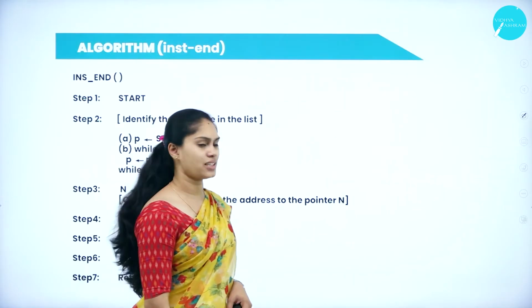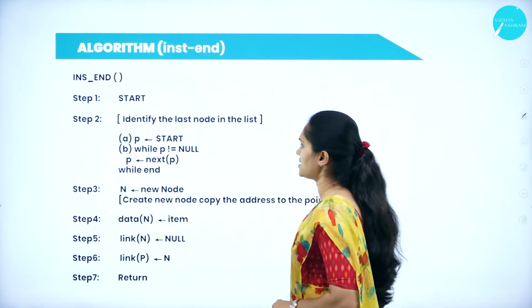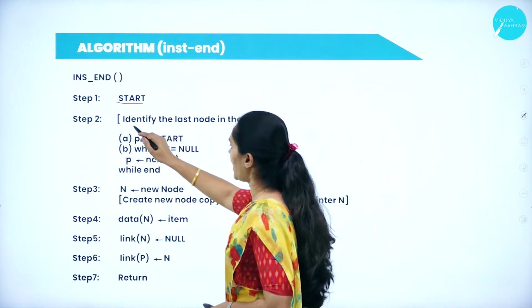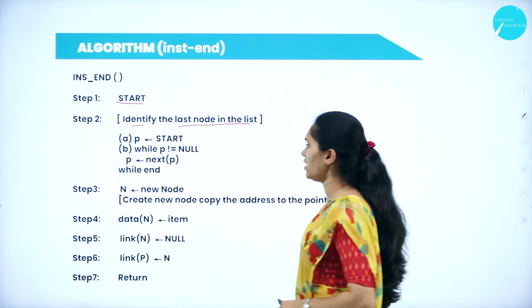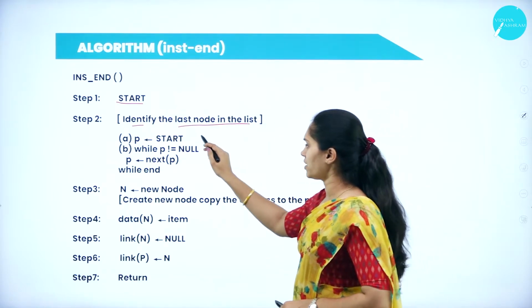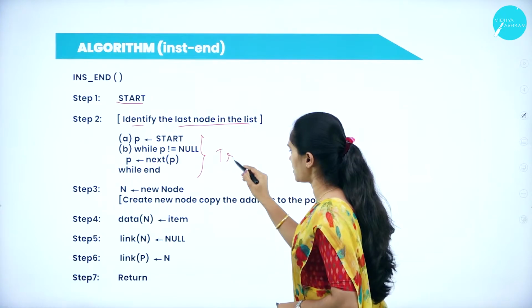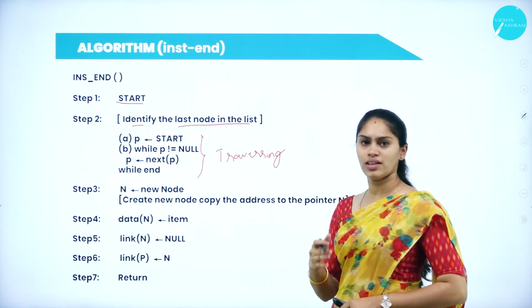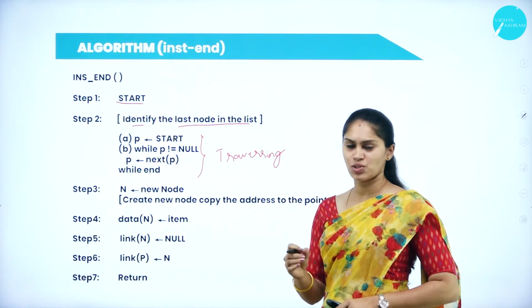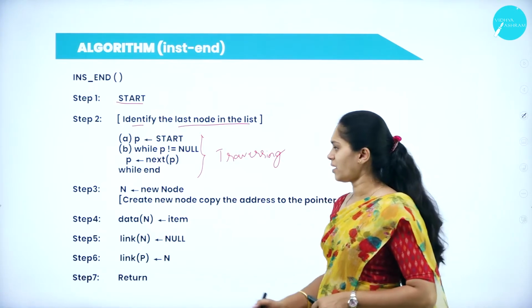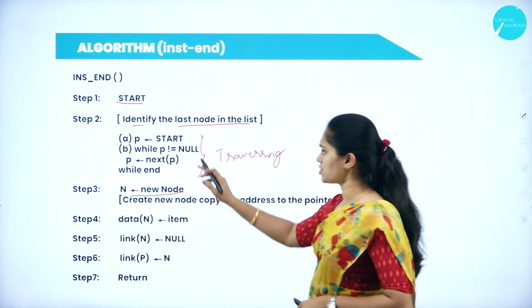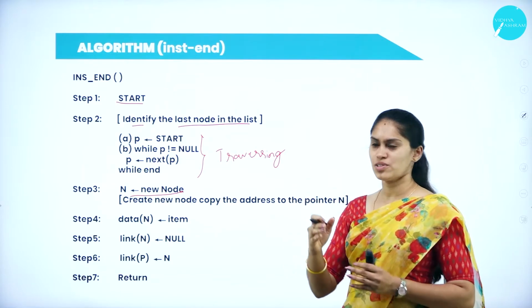So we'll see the algorithm here, then only you can understand. I have to start. I have to identify the last node in a linked list. This is related to traversing. I have to traverse all the nodes. When I reach the last node, at that time I have to create a new node. So P start, we are going to start.